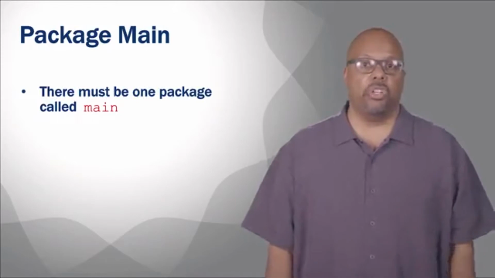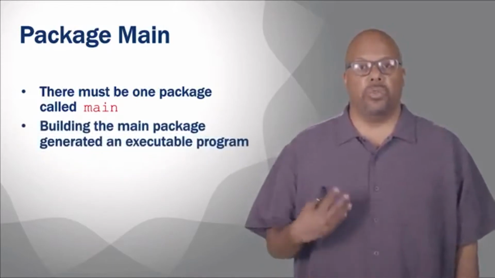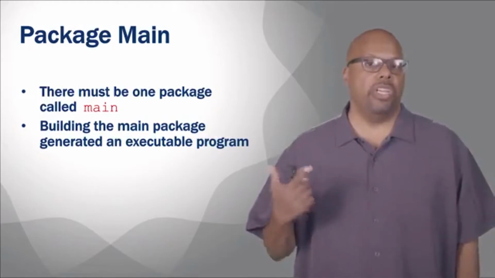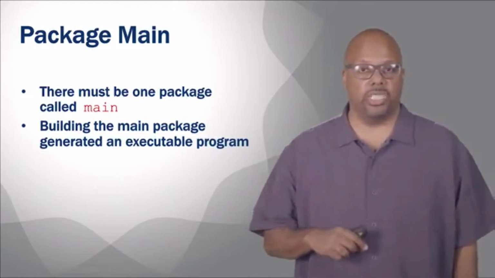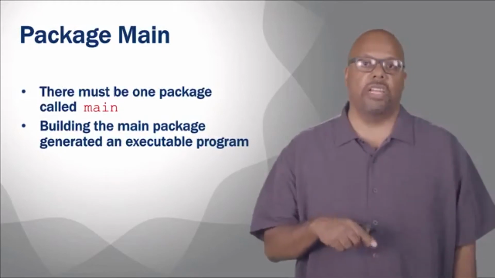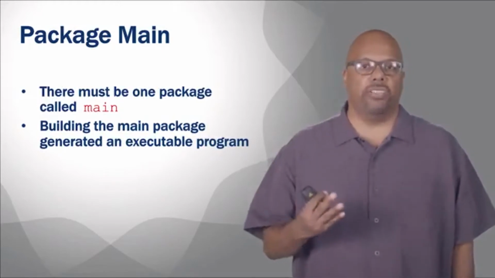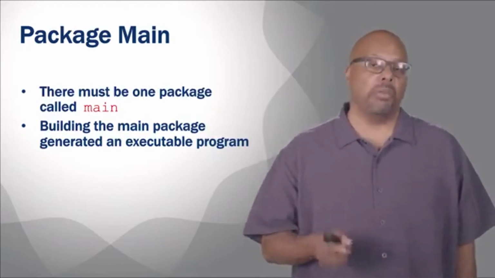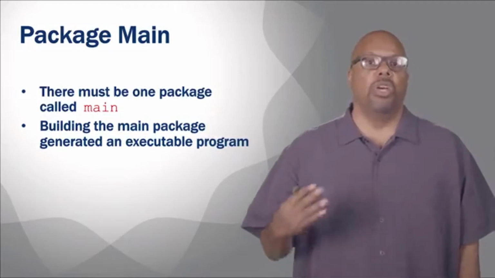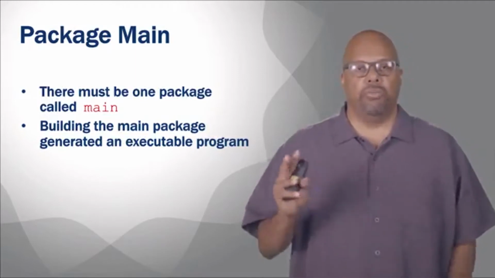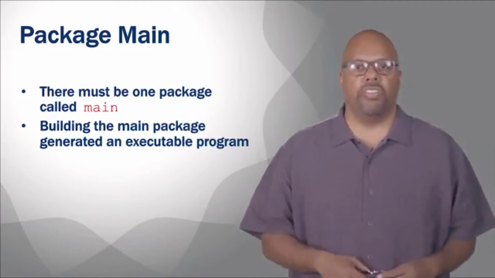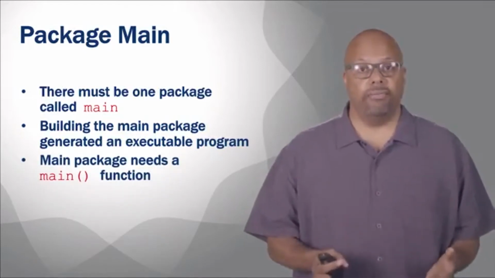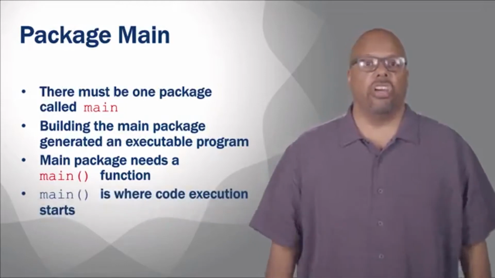But there must be one package called main, and when you build the main package, when you compile it, it makes an executable of that. So note that when you build another package, the non-main packages, then it doesn't make an executable for those, right? Or not a running executable, because it's not going to be executed directly. It'll be incorporated into some other package. But the main package, that's what's going to be run. So when you compile that, when you build it, build/compile, you get an executable file. So the main package needs to have a function called main, and main is where code execution starts.